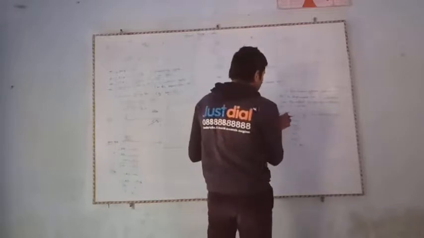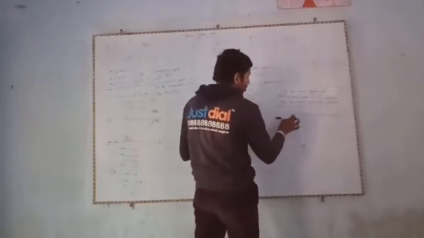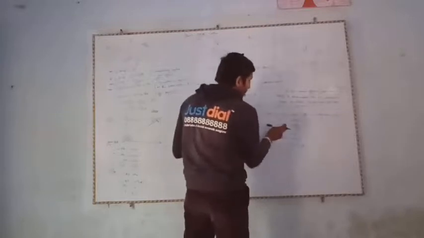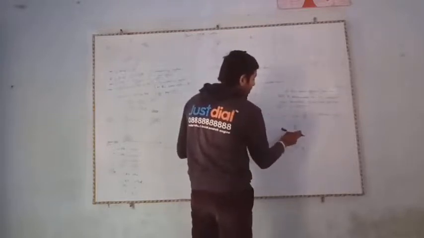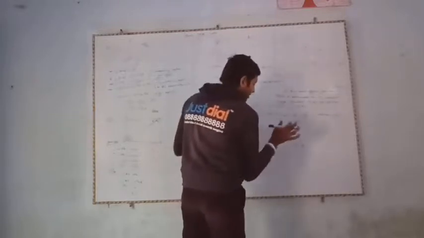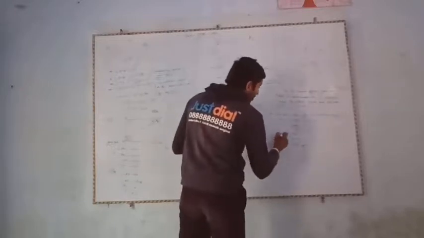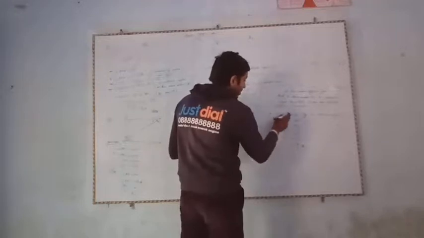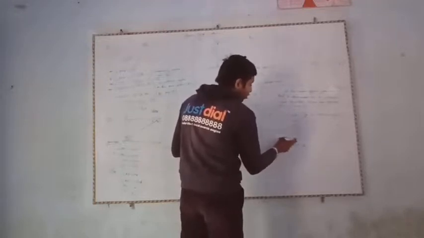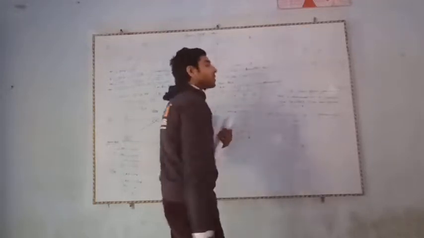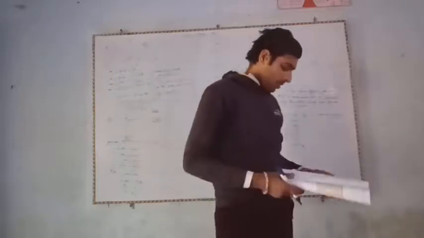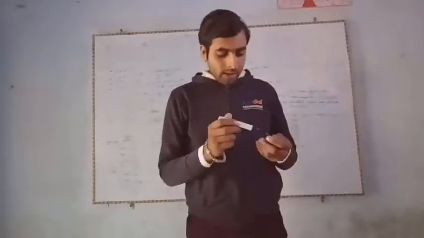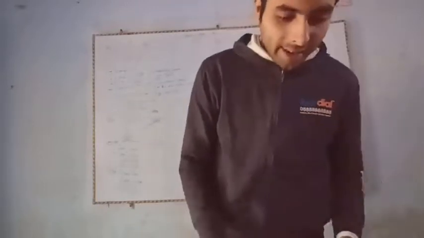So x plus 2x is equal to 180 degrees. Now 3x is equal to 180 degrees, and x is equal to 180 degrees divided by 3. So x is equal to 60 degrees. Then, putting the value of x into the angle, 2x is equal to 2 times 60 degrees, which is 120 degrees. This is our answer.